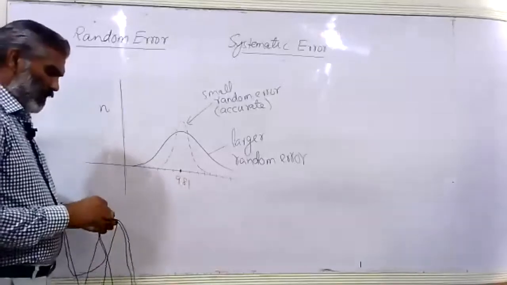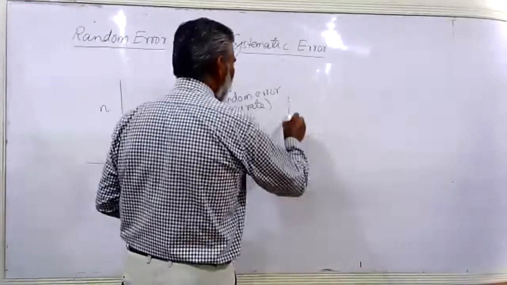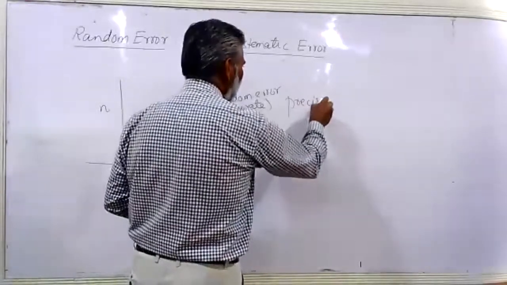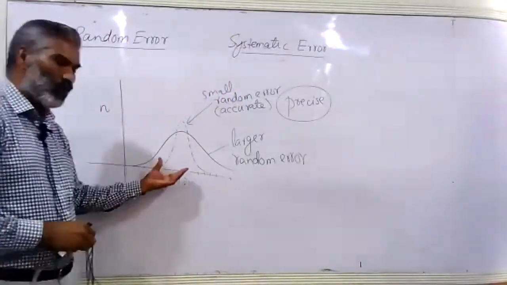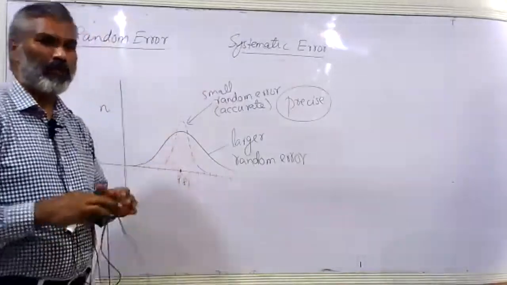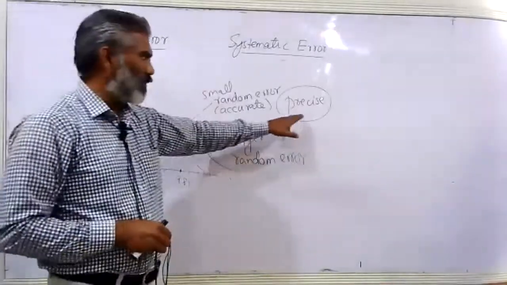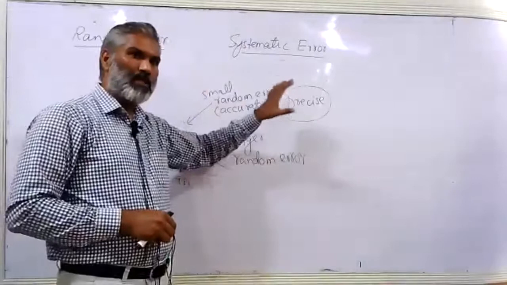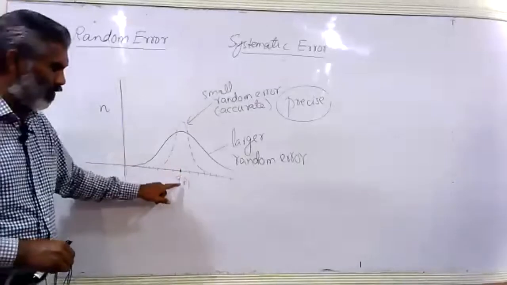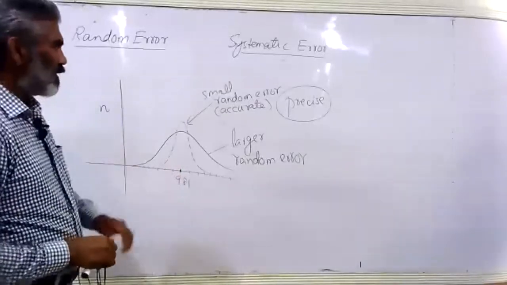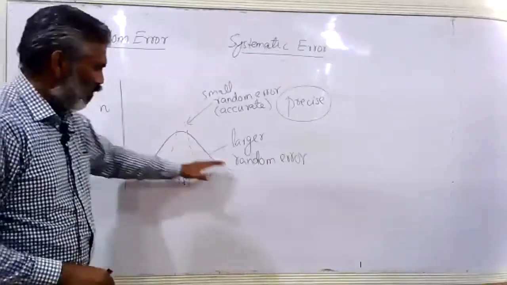And one more thing that is associated with this is being precise. So what does precise mean? If we have a very large number of values close to each other, we refer to this set of readings as a precise set of readings, and that experiment is known as a precise experiment. A precise value is one which can be easily reproduced and is very close to the correct value. So this is accurate and precise, and this is not precise.